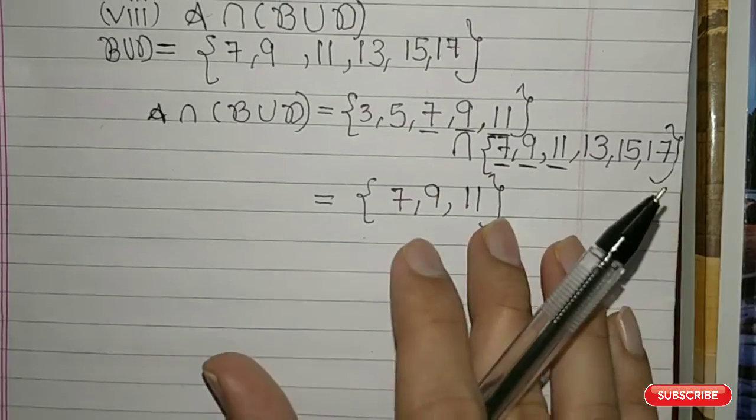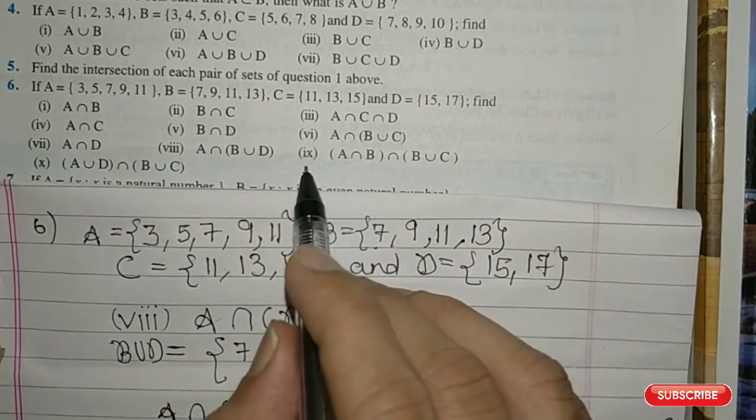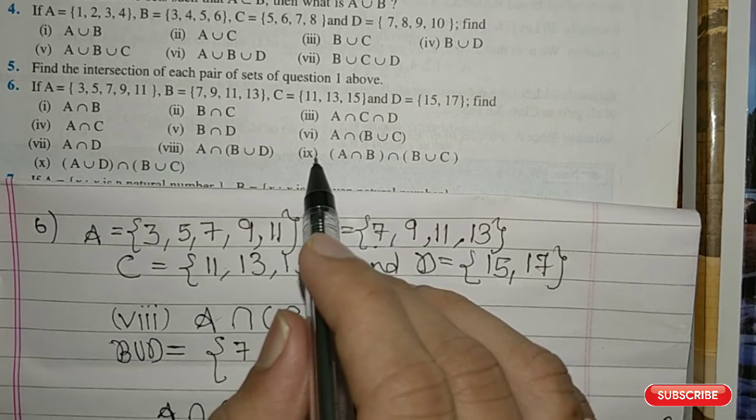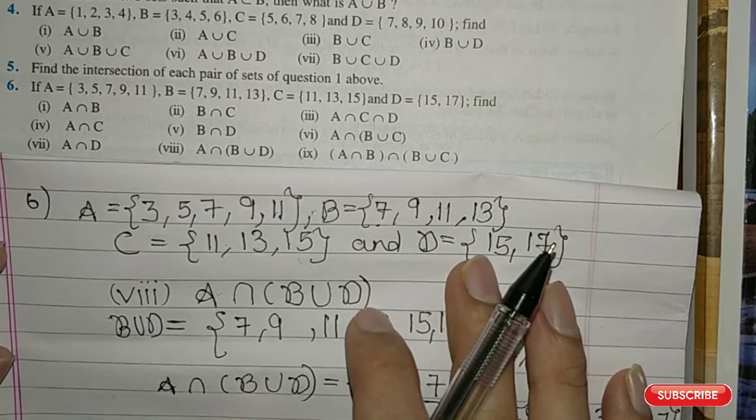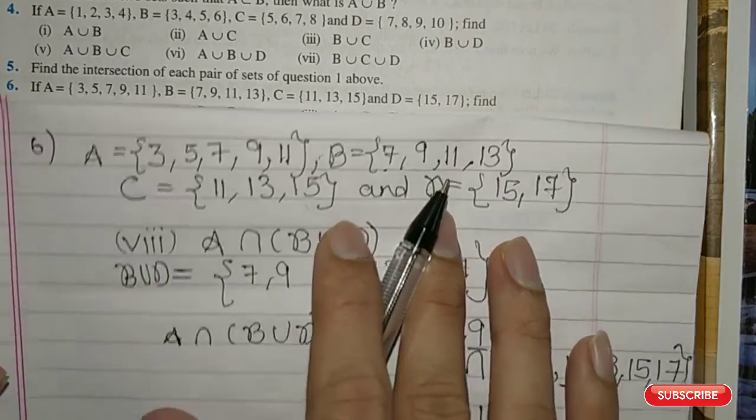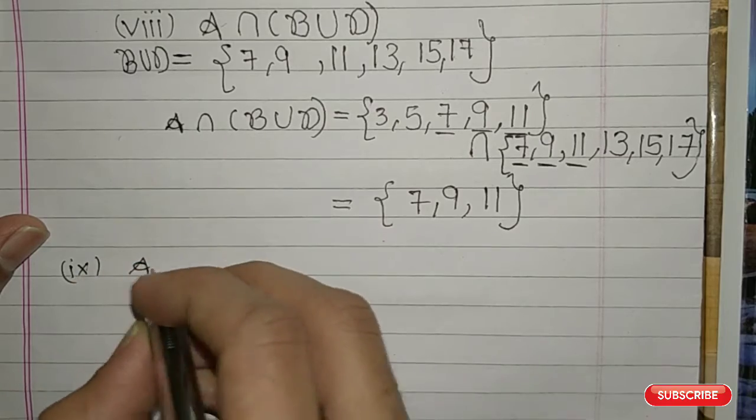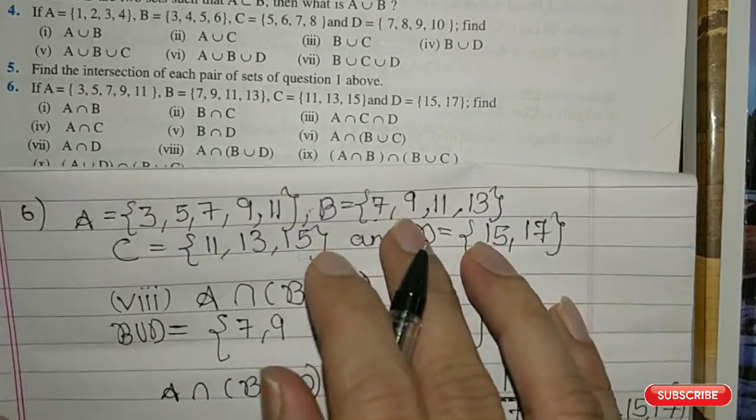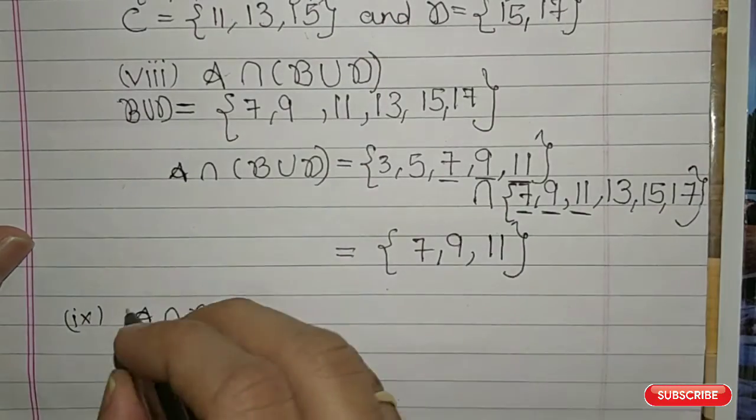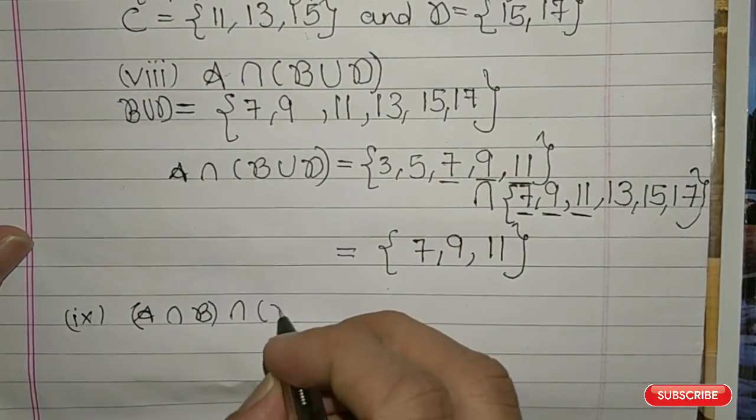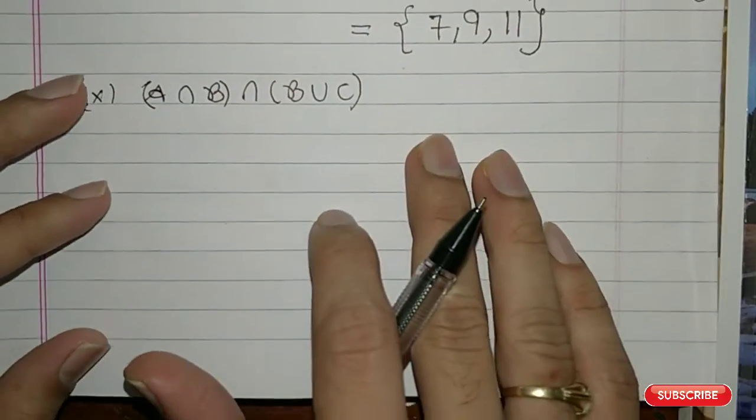Now let us go to the ninth problem. The ninth problem is you have to find A intersection B union C. So this we have to find.